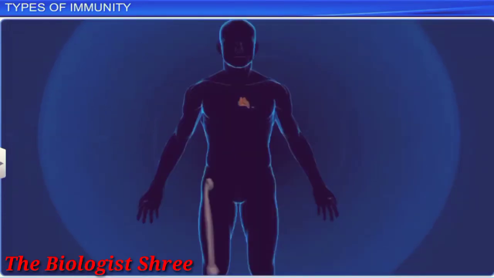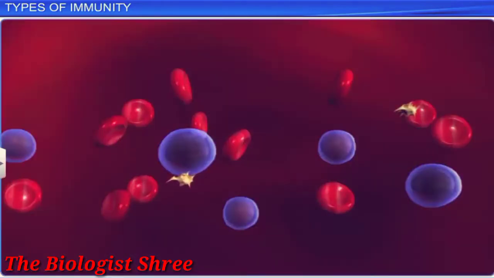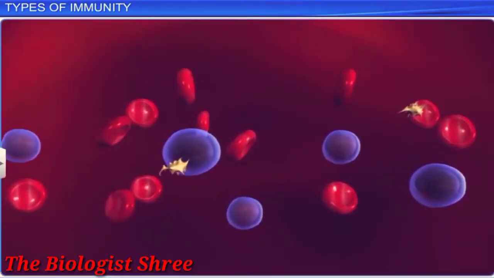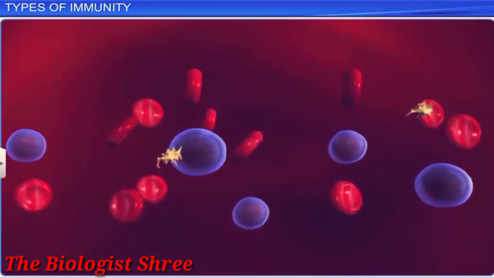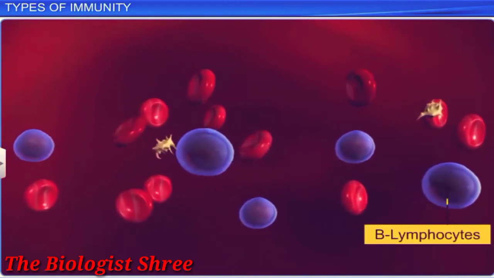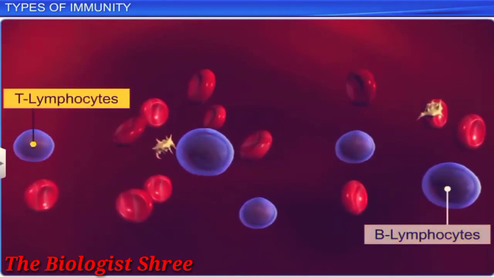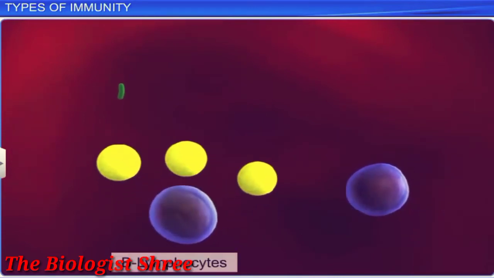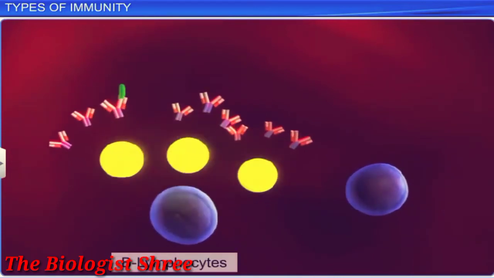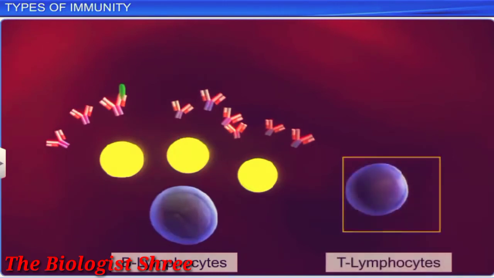Both primary and secondary immune responses are made possible by two special lymphocytes in our blood, B lymphocytes and T lymphocytes respectively. B lymphocytes produce proteins to fight pathogens, whereas T lymphocytes help B cells to perform this task. The protective proteins produced by B cells are called antibodies.